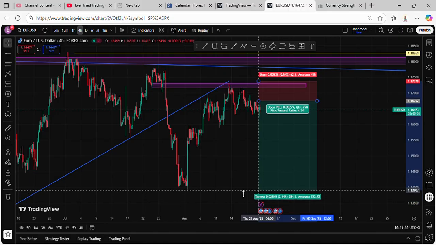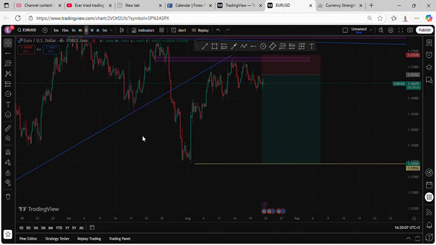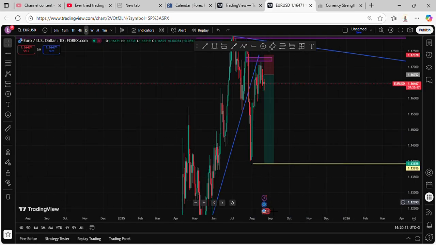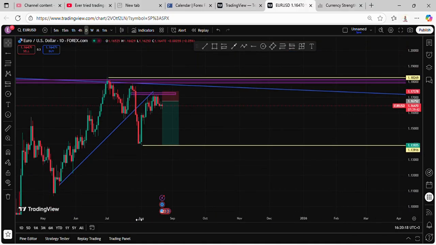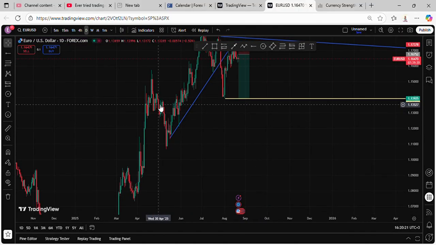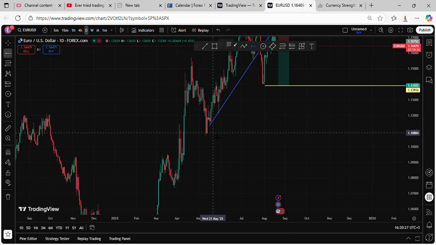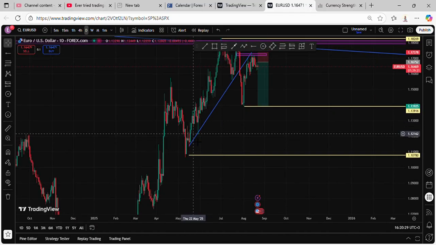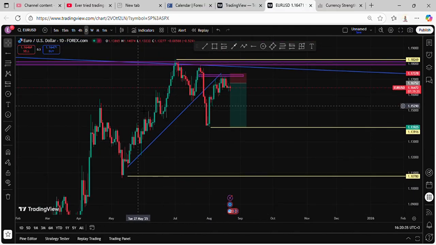Then what am I looking for? I'm looking first of all to hit this. Our first target is that one. Then if we go in the daily time frame, you could see where our next target is, around here. Our next target will be around here, taking this liquidity, because this is all liquidity bunched around here on this trend line.